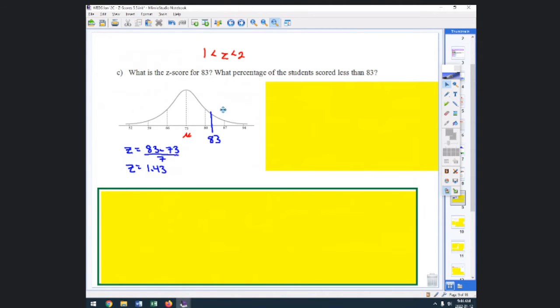So if we calculate it, 83 is our X value of interest, minus the mean, 73, divided by the standard deviation, which was 7, we get 1.43. Is 1.43 between 1 and 2? I think so. And didn't we say 83 is a little less than half? Well, 1.43 is a little less than half, I think, in here. 1.5 would be half.